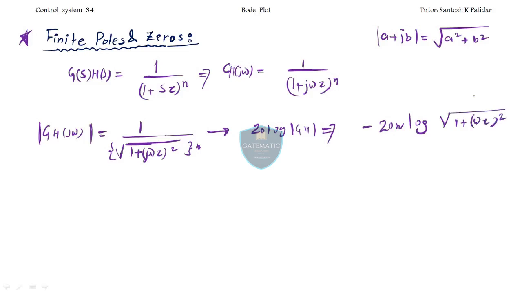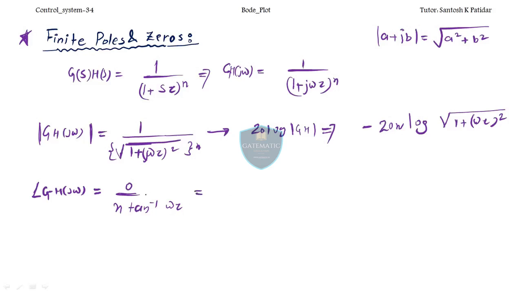Magnitude is over. Now let's find out the phase of the given transfer function. The phase provided by the numerator is 0, and by the denominator it will be n times tan inverse of omega tau, isn't it?